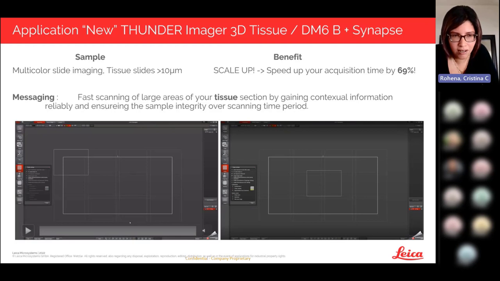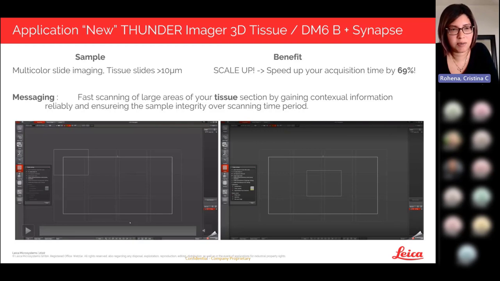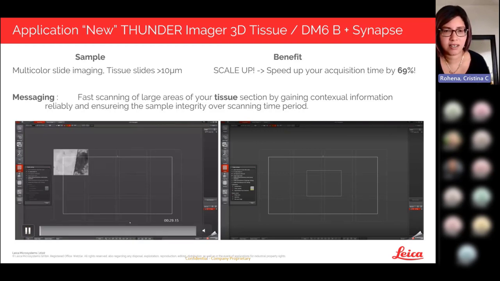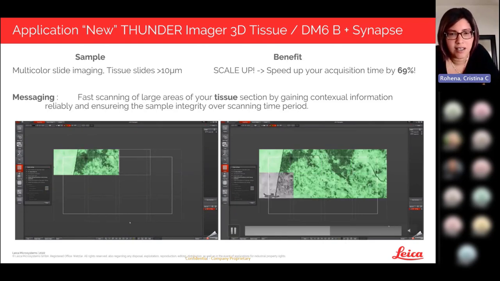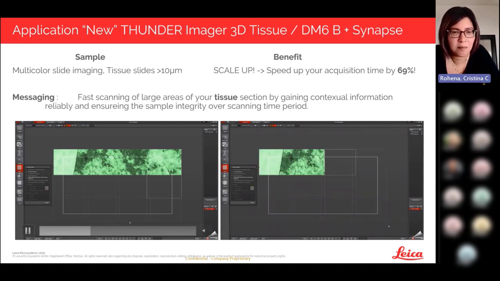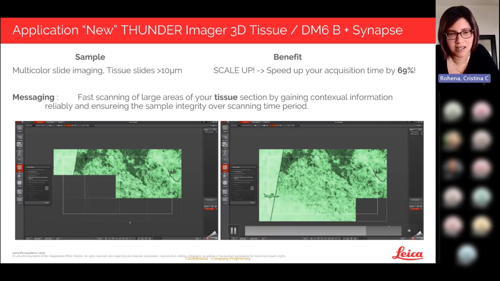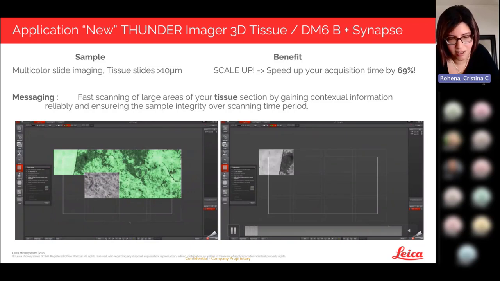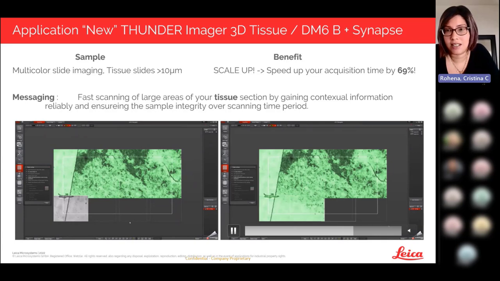So I'm going to show you an example here of a multicolor slide imaging. On the left is going to be our older systems, non-triggered systems, and on the right, you'll see the system in combination with Synapse. So you'll be able to see fast scanning of large areas of your tissue and getting that contextual information much faster and reliably than you did before. And you can see in the comparison of the speed of these two images, right? Before the one on the left is going to be done, we're going to be able to go through and scan this area essentially more than 3 times. I'm really illustrating the speed of this new upright system.